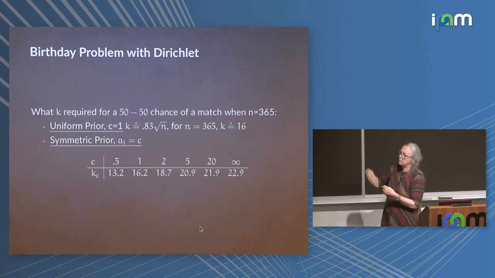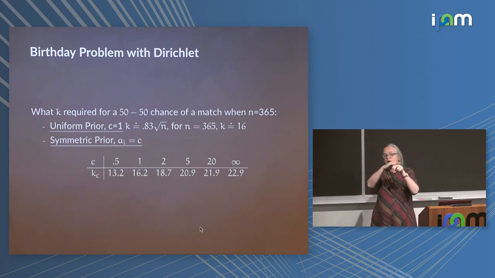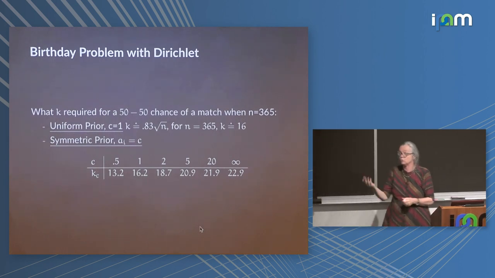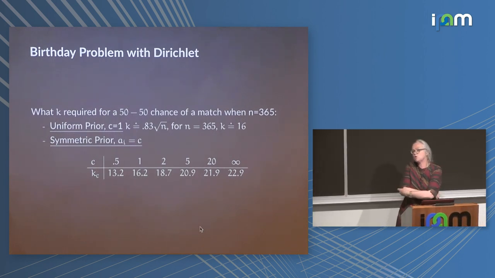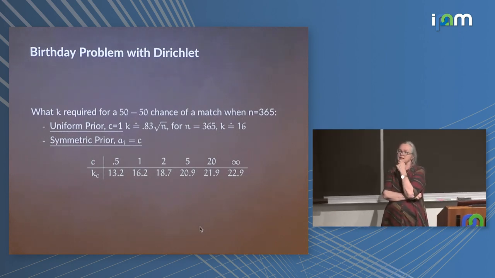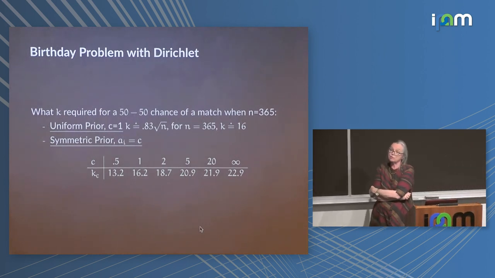And so, of course, that's going to increase the probability. The way we worked it out, I wrote a paper about this, is that you make a Dirichlet prior, which goes up over the week and down over the weekend, and you can make it variable that way, but you can also put in seasonal trends. It turns out that in order to get 50-50 with true birth data, you need about 16 people in the room. So it's better than the standard answer, but the Dirichlet is very useful.